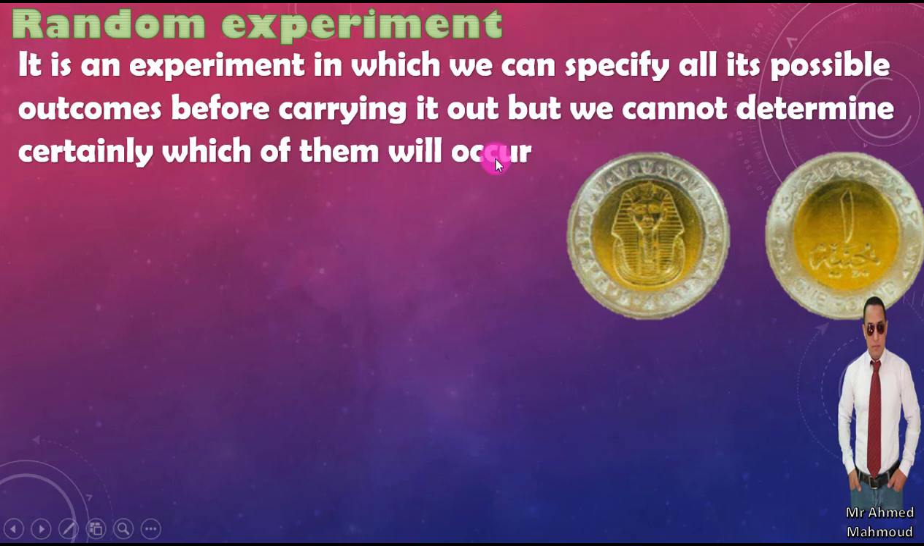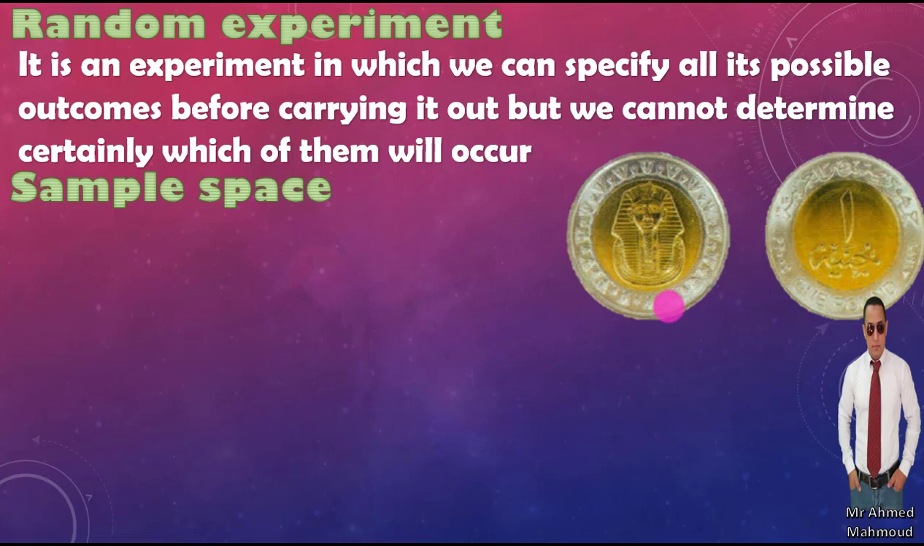Okay, what does it mean, Mr. Ahmed? It means when we flip the coin, I know that the appearance will be head or tail, but I don't know exactly what will happen. And also another example, if I flip the dice once, and all of us know that the dice has 6 faces from 1 to 6. So I know that all possible outcomes are 1, 2, 3, 4, 5, and 6. But I don't know exactly what face will appear.